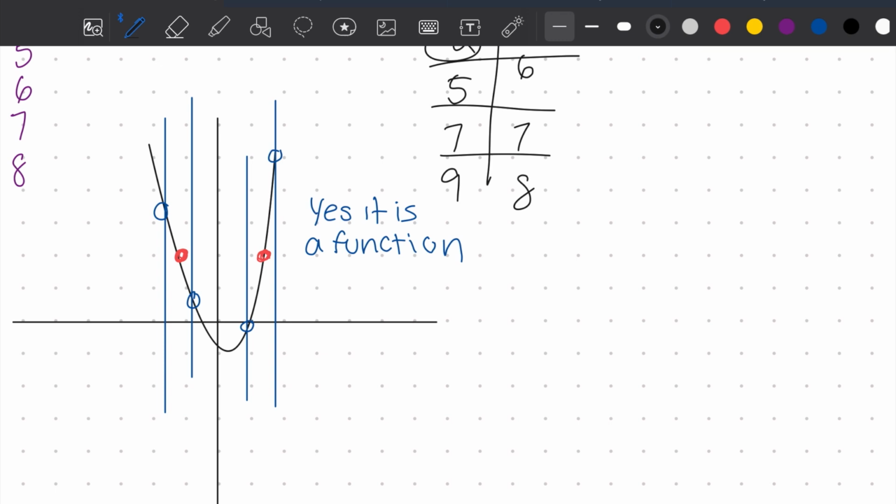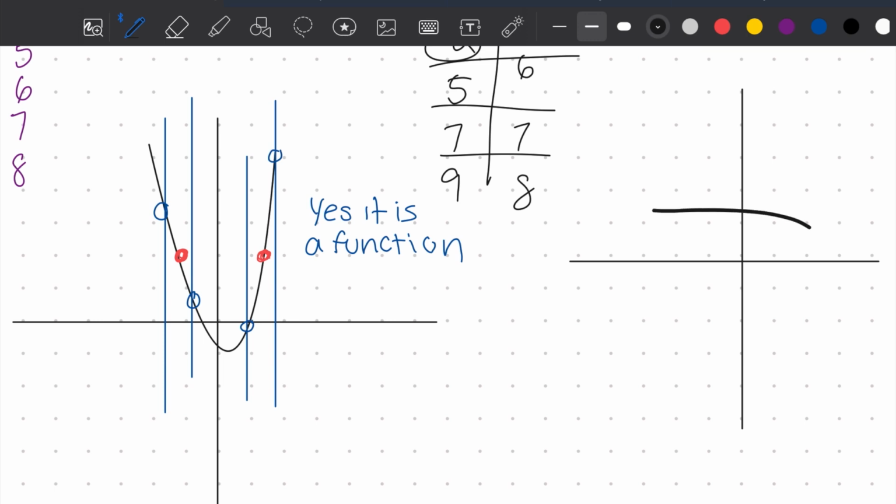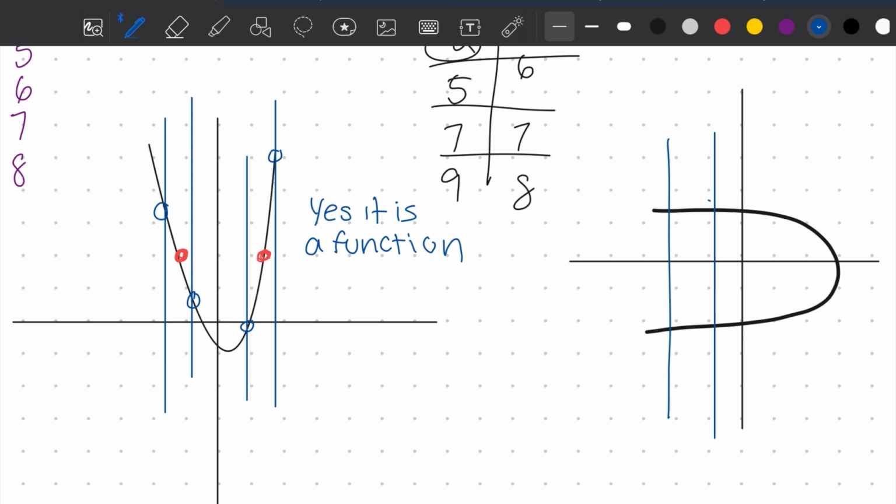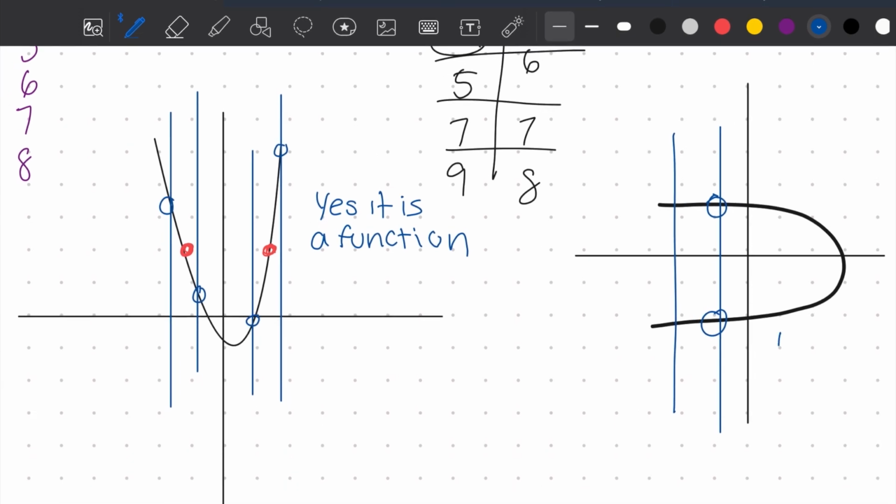Okay, whereas if I draw a graph like this, if I drew lines vertically down through them, this line touches the point of our line, this line that I've drawn touches our graphed line twice. So if it touches it more than once, that means we have a repeated x value, and it is not a function.